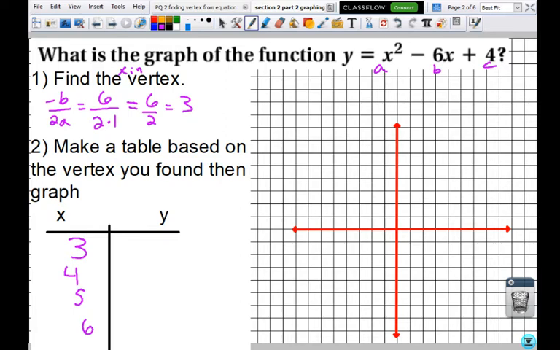So let me copy this table real quick. I got negative 5, negative 4, 1, 4. As I say, it's negative. So I am just going to graph these points, and then we're going to reflect them over our axis of symmetry like we did before.